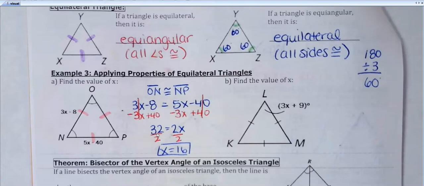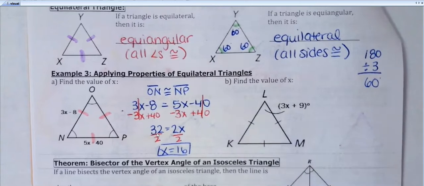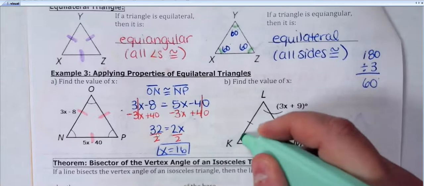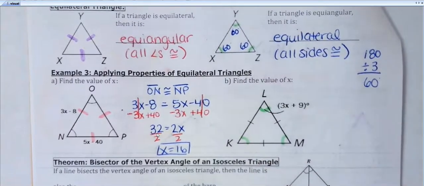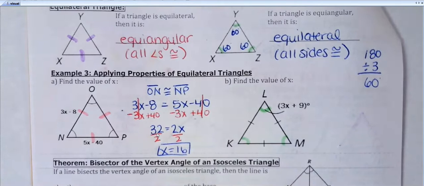Similar problem. Here, they give me all the sides are the same length, so this is equilateral. That also forces all 3 angles in that triangle to be the same. What they have marked in this diagram is the angle L is 3x plus 9 degrees. That's it. Can anybody raise your hand and tell me how would you figure out x in this picture? How would I figure out x?